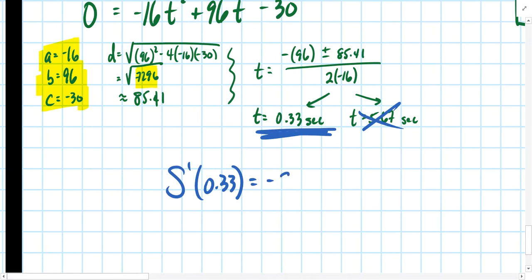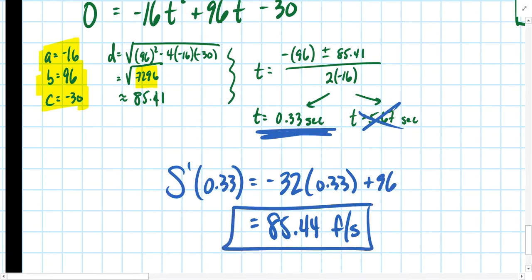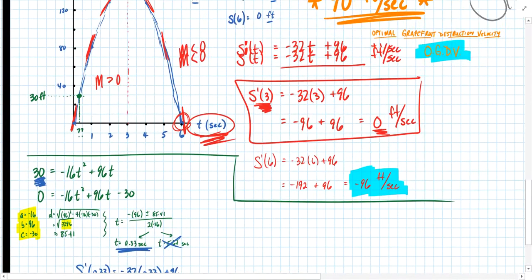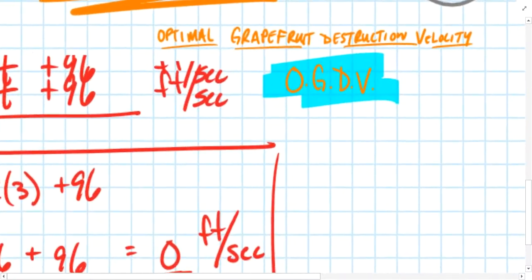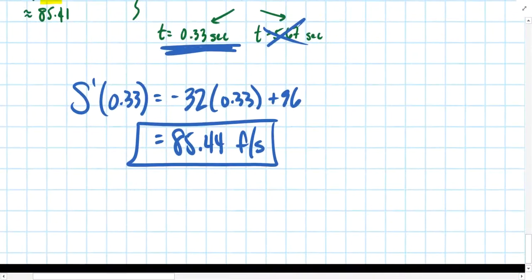So we have negative 32 times 0.33 plus 96. And unfortunately, if that ceiling is only 30 feet in the air, it looks like the grapefruit will only be traveling at 85.4 feet per second when it strikes the ceiling. So certainly there will be some damage, but it has not reached the optimal grapefruit demolition or destruction velocity, OGDV. So we can't say that we'll optimally destroy the grapefruit, but certainly we'll do some damage to it.